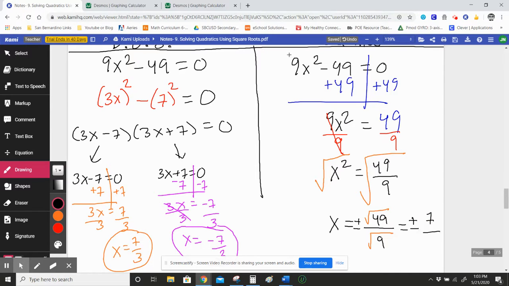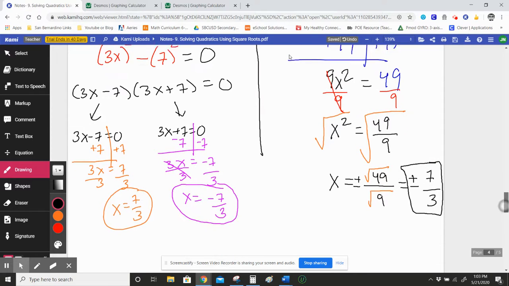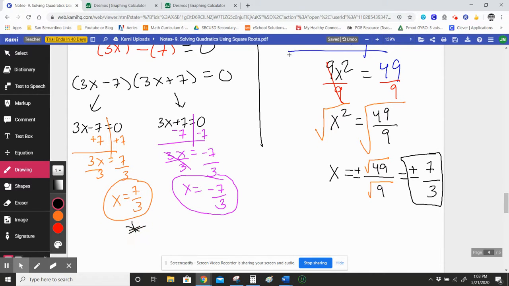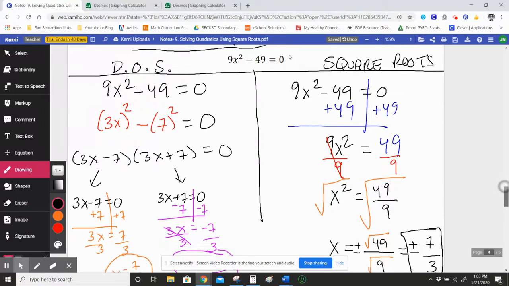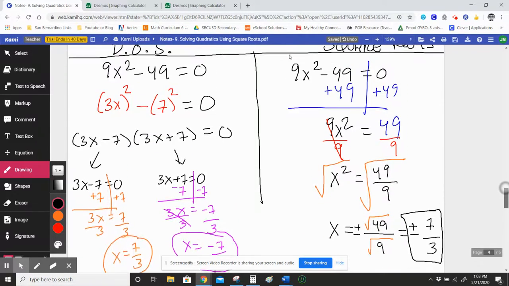And the square root of 9 is 3. So my two answers are positive and negative 7 over 3, which we knew because, look, it's the exact same thing that we got by using the difference of squares. And we did the exact same thing here by using square roots. Again, don't forget the positive and the negative, because that means you actually have two different roots, two different answers.